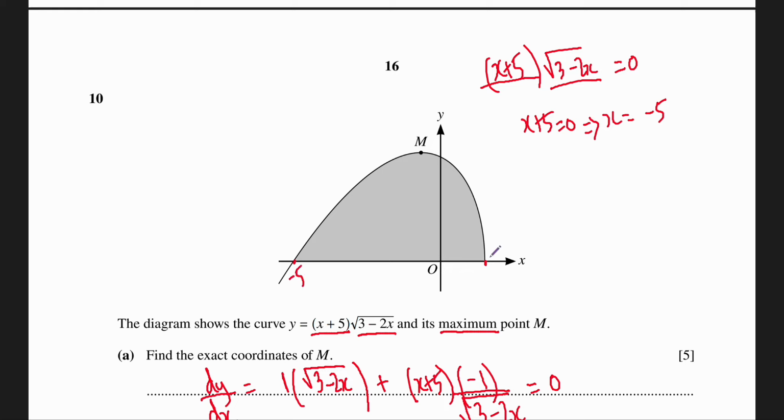And then for this point, hopefully it's positive. So we have the square root of (3 - 2x) is equal to 0. So we have 3 - 2x is equal to 0 squared, which is still 0. And then x is equal to 3/2, which is positive. So that's good. So that's 3/2.